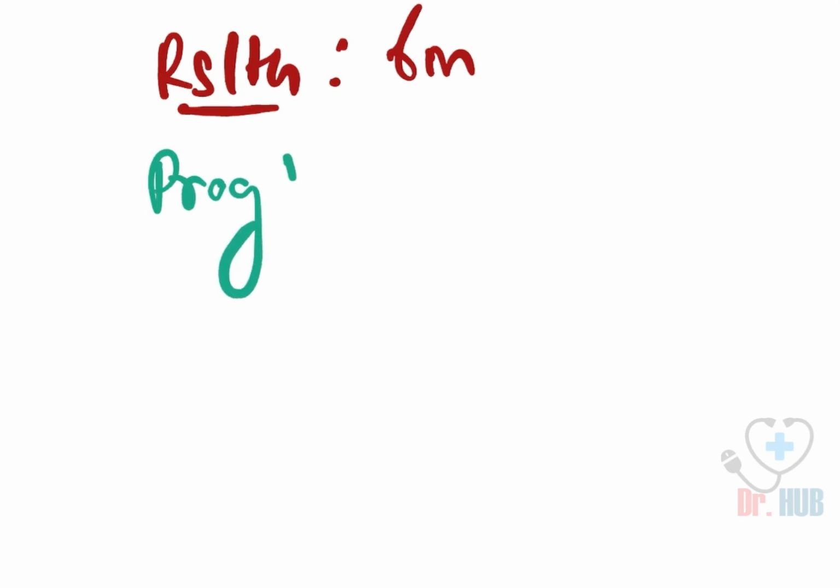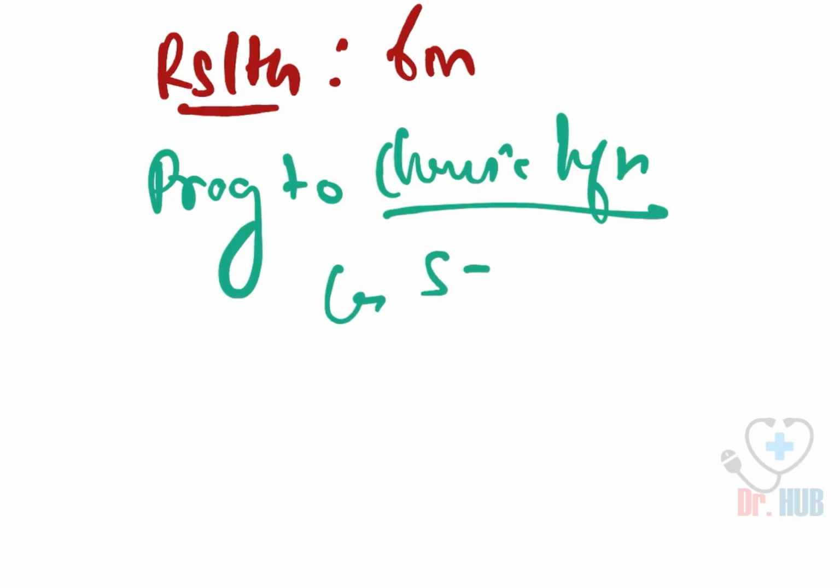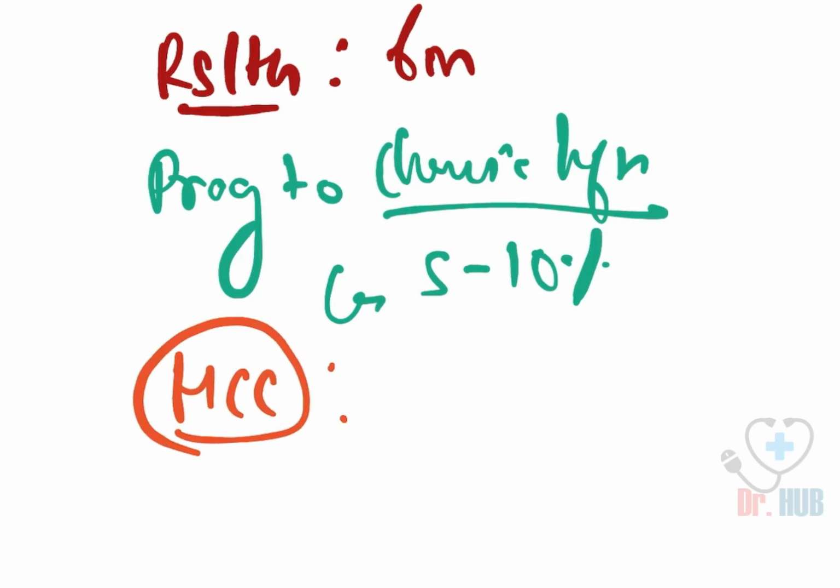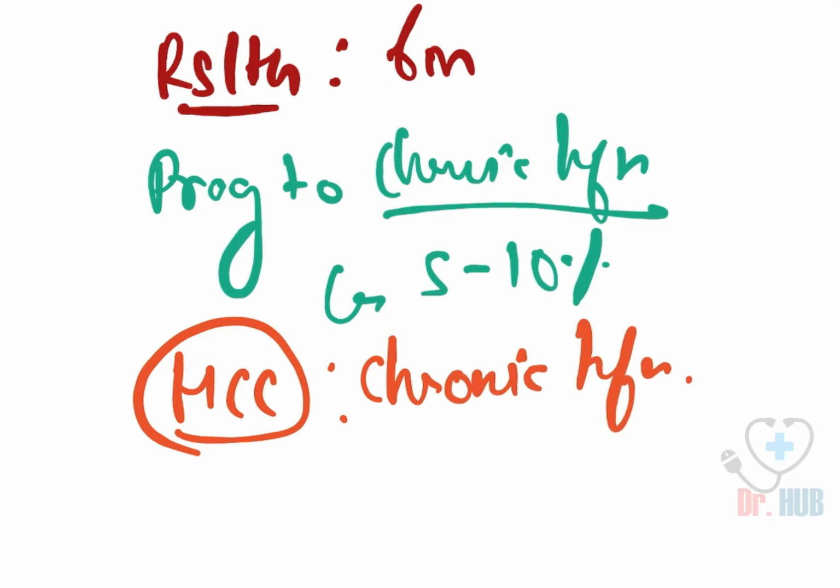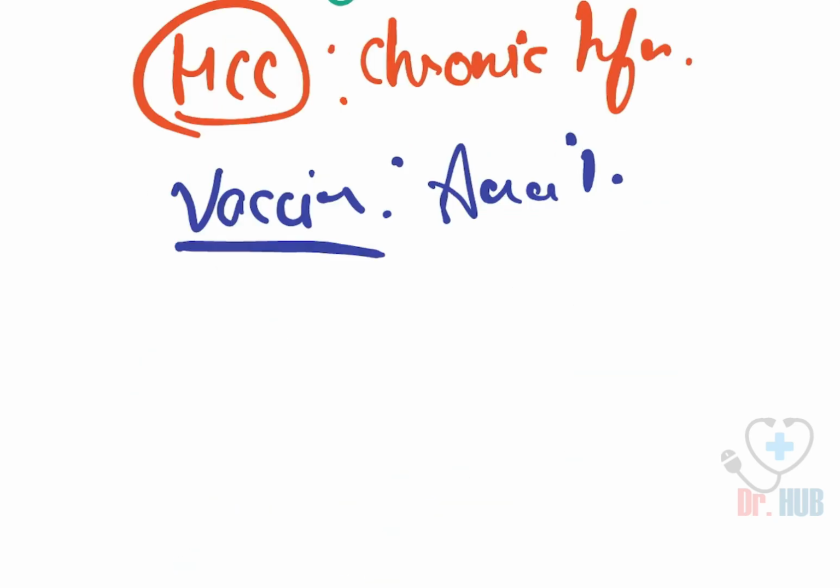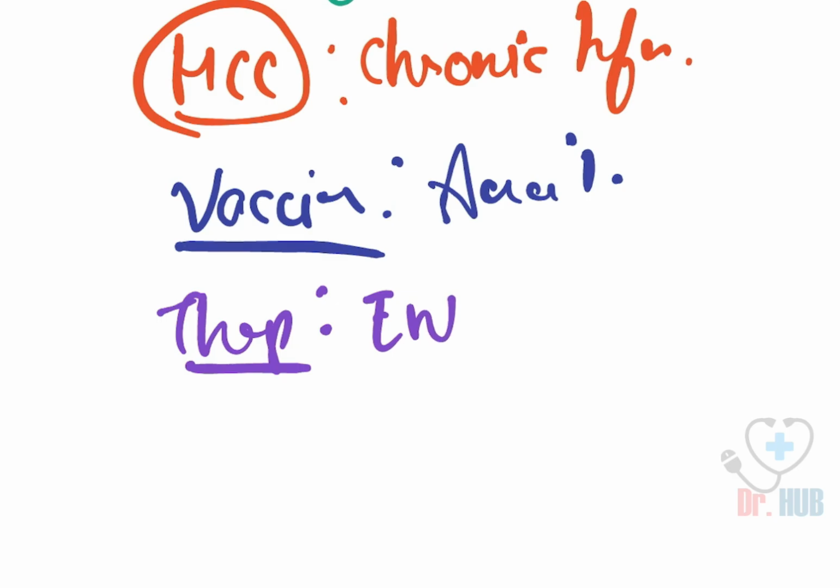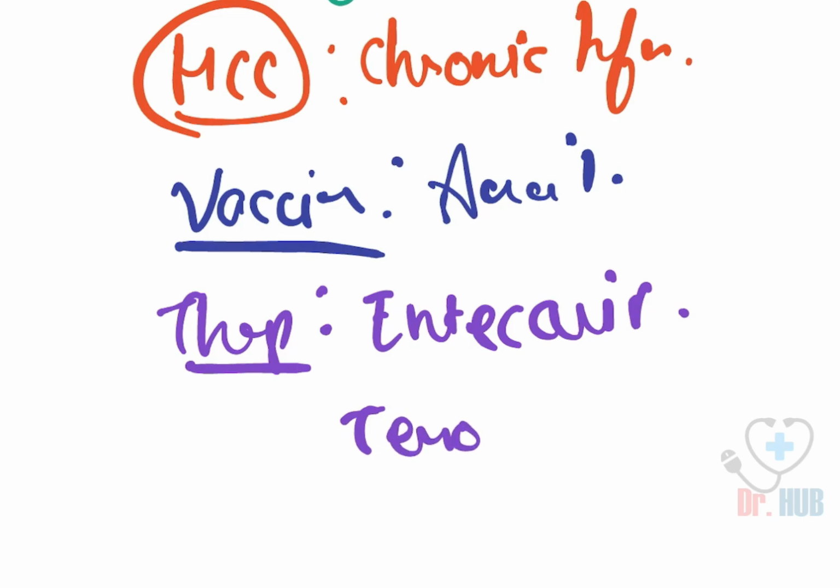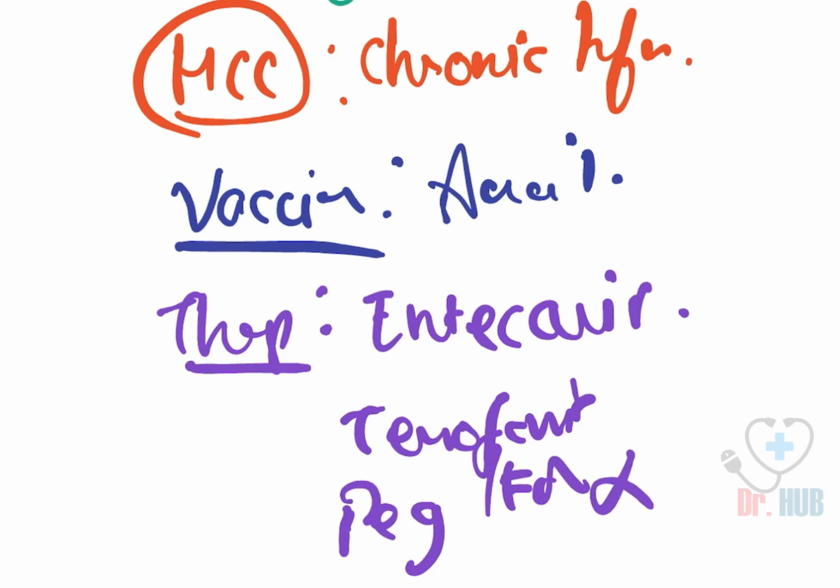And next, the progression to the chronic infection. This is about 5 to 10%. Then we look at the HCC. The HCC may develop in the chronic infection. And is there a vaccine available? Yes, availability is there. And then looking at the therapy, it includes entecavir, then tenofovir, as well as PEG-IFN alpha.